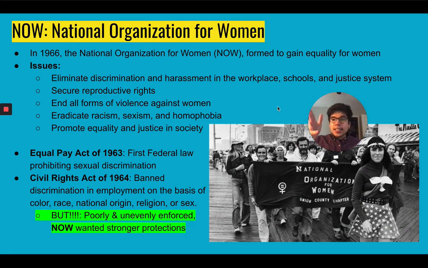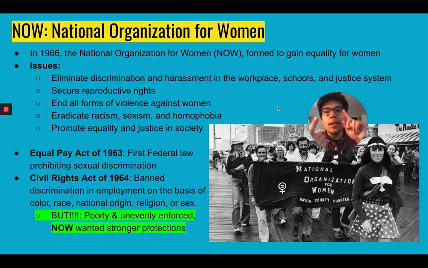But in 1966, so Betty Friedan publishes her book, birth control is legalized. The National Organization for Women, they form now, and they form to gain equality for women. So what are their issues here? What are they trying to fight for specifically?